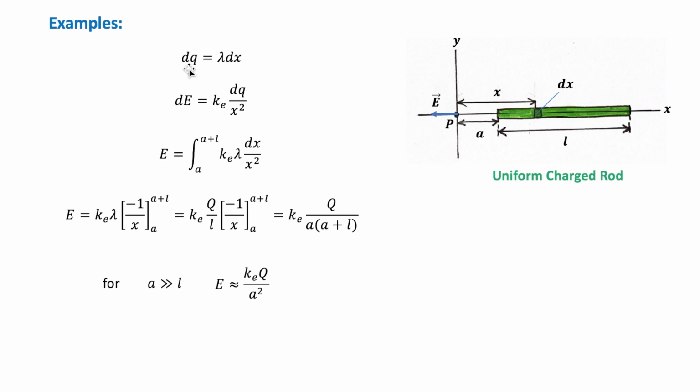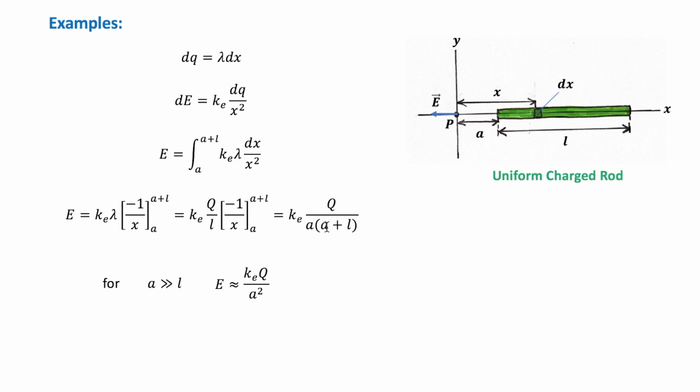And so we have dq for a charge element, dq equals lambda dx, where the length of the charge element is dx. And so dE is equal to k_e dq over x squared. And from that we integrate, where x changes from a to a plus L, and we substitute for lambda, Q over L. And this gives us for the total E at P: k_e Q over a times (a plus L).